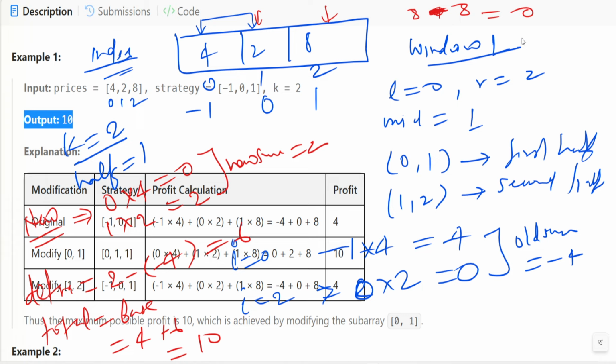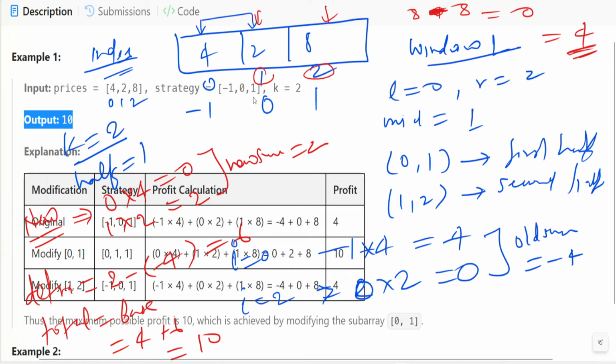Total is 4 because we have seen, right? When we call the total, we'll get how many? 8 minus 4, right? So we'll say here 4. I hope you understand. So this is when we cover the index 1 and 2 from here to here.